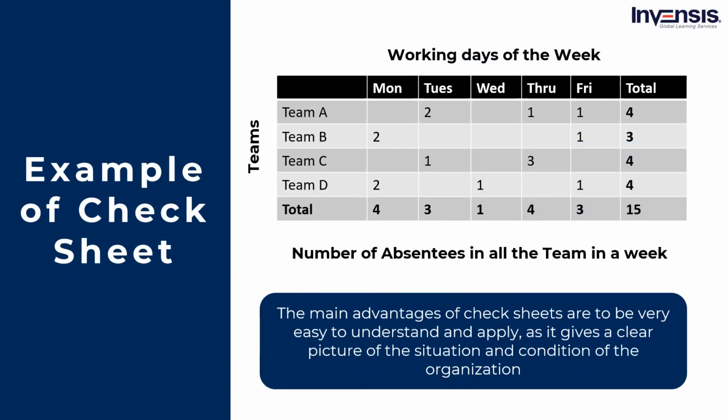Here is a simple example of a check sheet, where on the x-axis, there are the working days of a week, and on the y-axis, there are different teams. The check sheet here shows the number of absentees on each of the working days of the week. It is easier to make a note of such details and use them for future references. Now, check sheets are very easy to understand and apply, as they give a clear picture of the organization's situation and condition. Therefore, they are efficient and powerful tools to identify frequent problems, but they don't effectively analyze the quality problem in the organization.